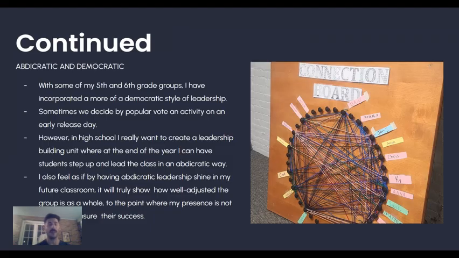I also feel as if by having abdocratic leadership shine in my future classroom, it will truly show how well adjusted the group is as a whole, to the point where my presence is not needed to ensure their success every step of the way.